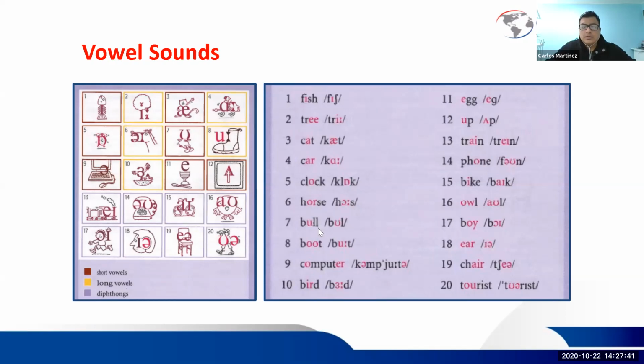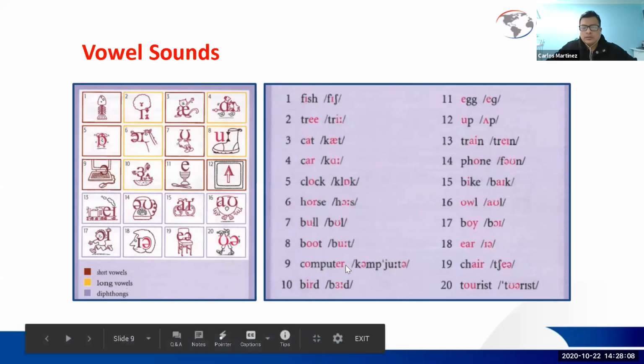Then we have the short U, like bull, like your Red Bull. And then we have the long one, boot. Notice the symbol. Notice how the long ones have these two little triangles next to them, okay? Car, horse, boot. Then we have the schwa, the sound like computer. Computer, the schwa.